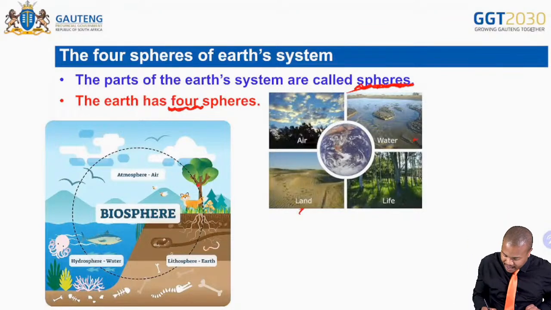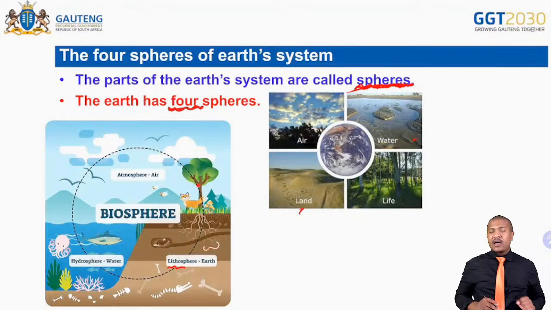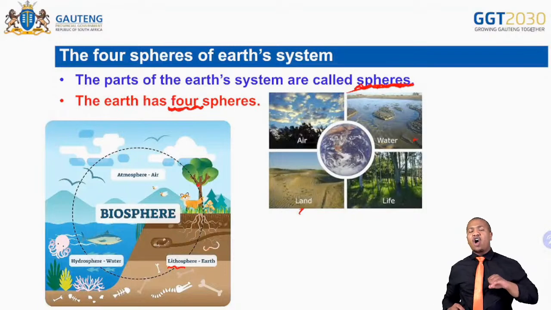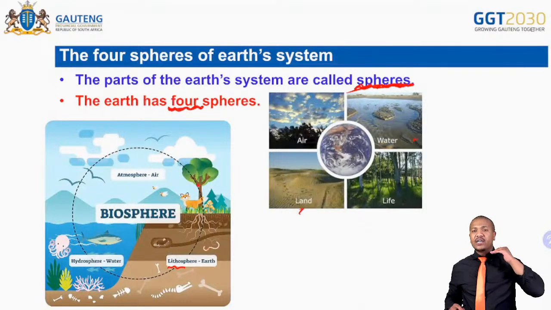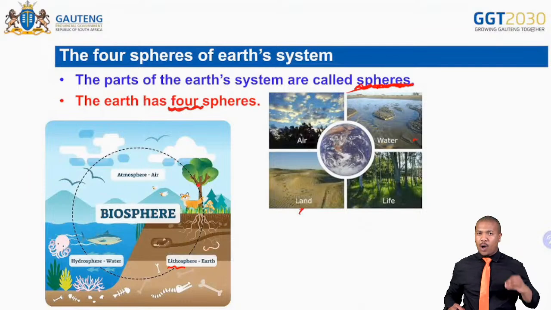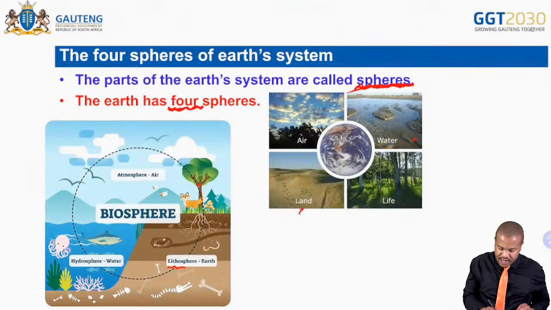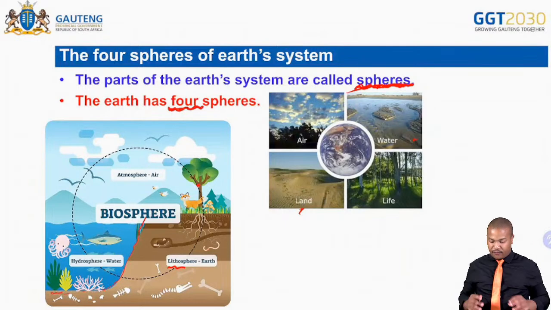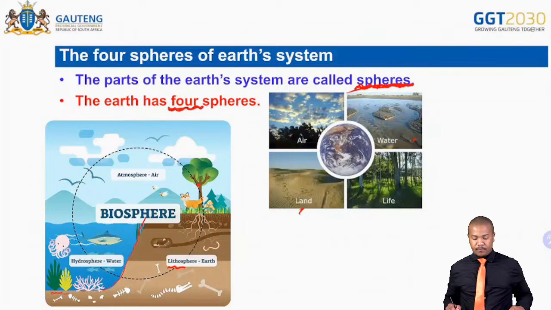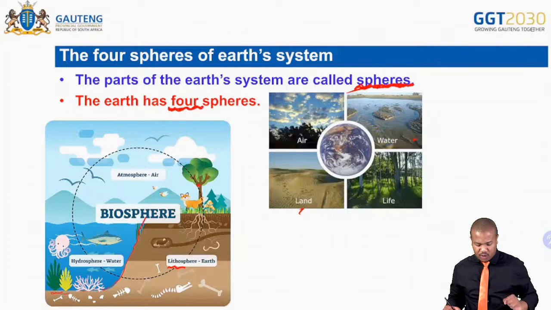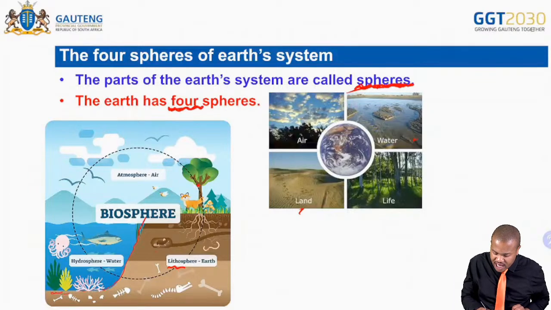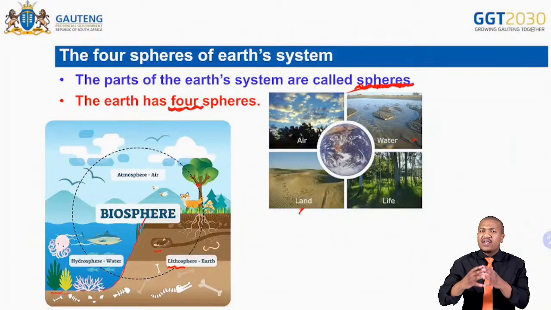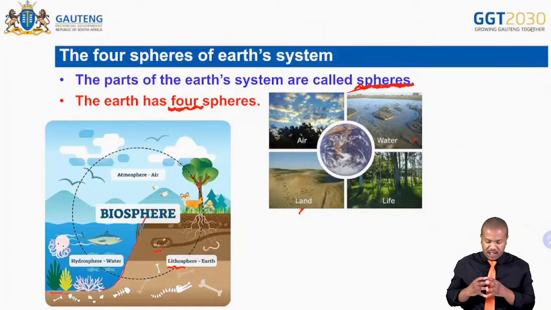Let's start off with the lithosphere. The lithosphere, we said, is all the rocks and soils of our earth. When you're looking at this portion here, it's all the solid rocks and soil of our earth. But when you look deeply into it, there's some interaction also with the living organisms here, the living and the non-living as well.